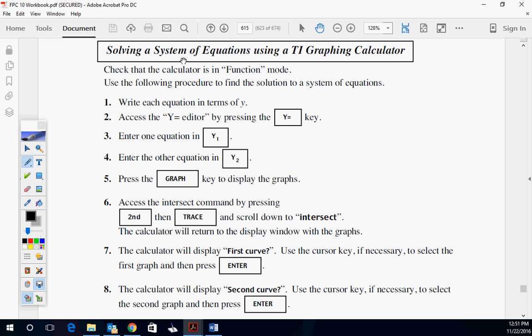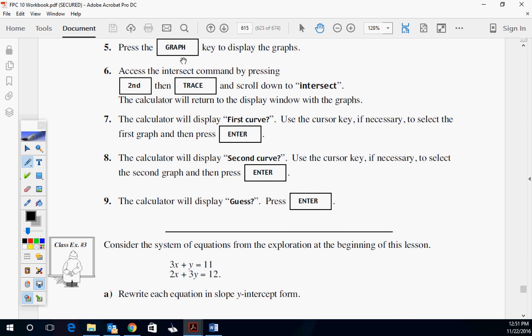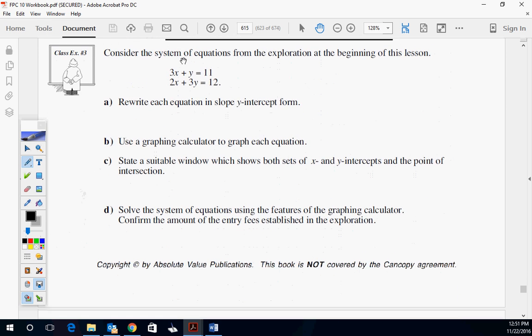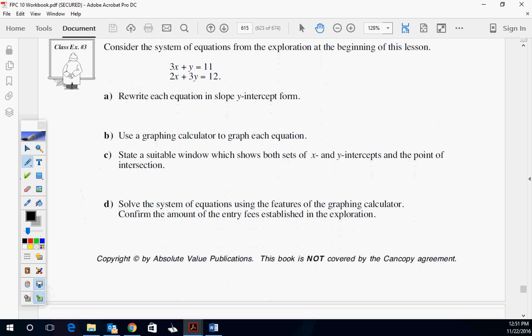Then with this guess, go close to where they cross. That's all you have to do for the steps, okay? And so that's what this is telling you, first curve, second curve. And then enter on the guess, all right? So let's do this one with our calculator.